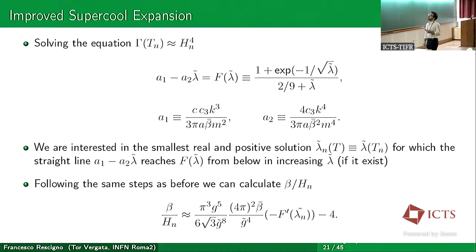So we can solve the equation for the nucleation temperature, that now takes this form here and has to be solved numerically. We are interested in a small and real positive solution, lambda tilde n, for which this straight line reaches this function here from below in increasing lambda tilde. This equation does not always have a solution. So following the same steps, we can also calculate the inverse duration that has this expression here.